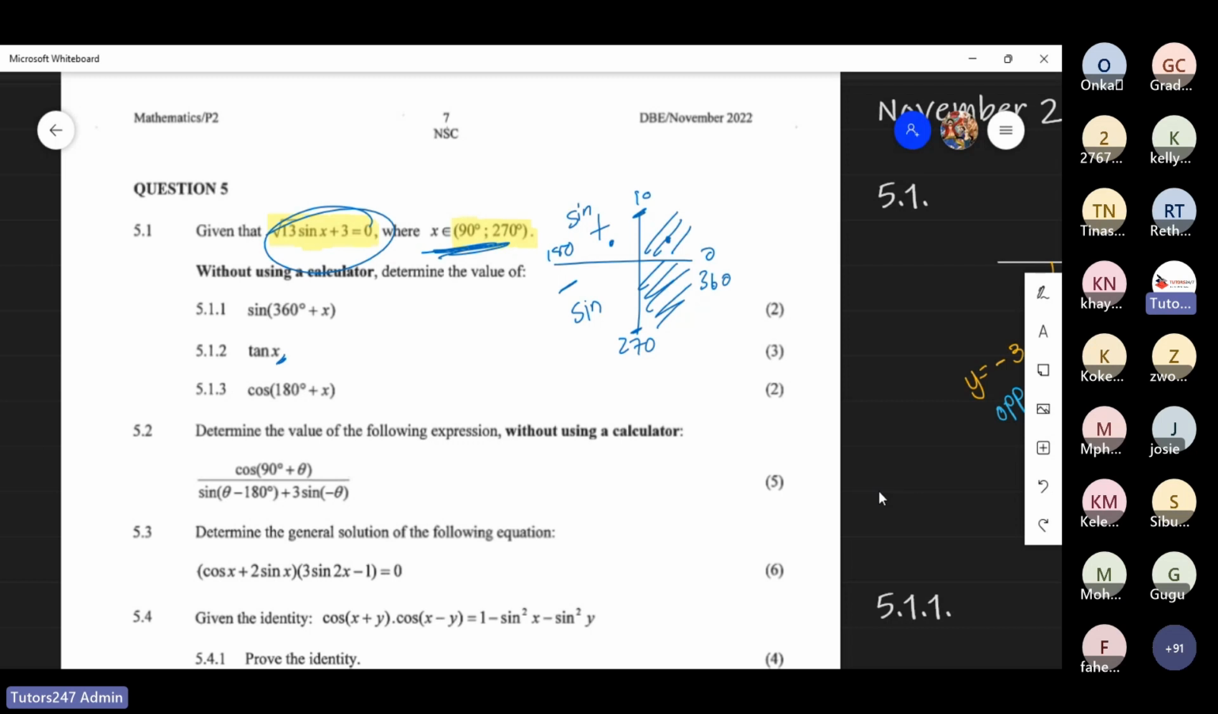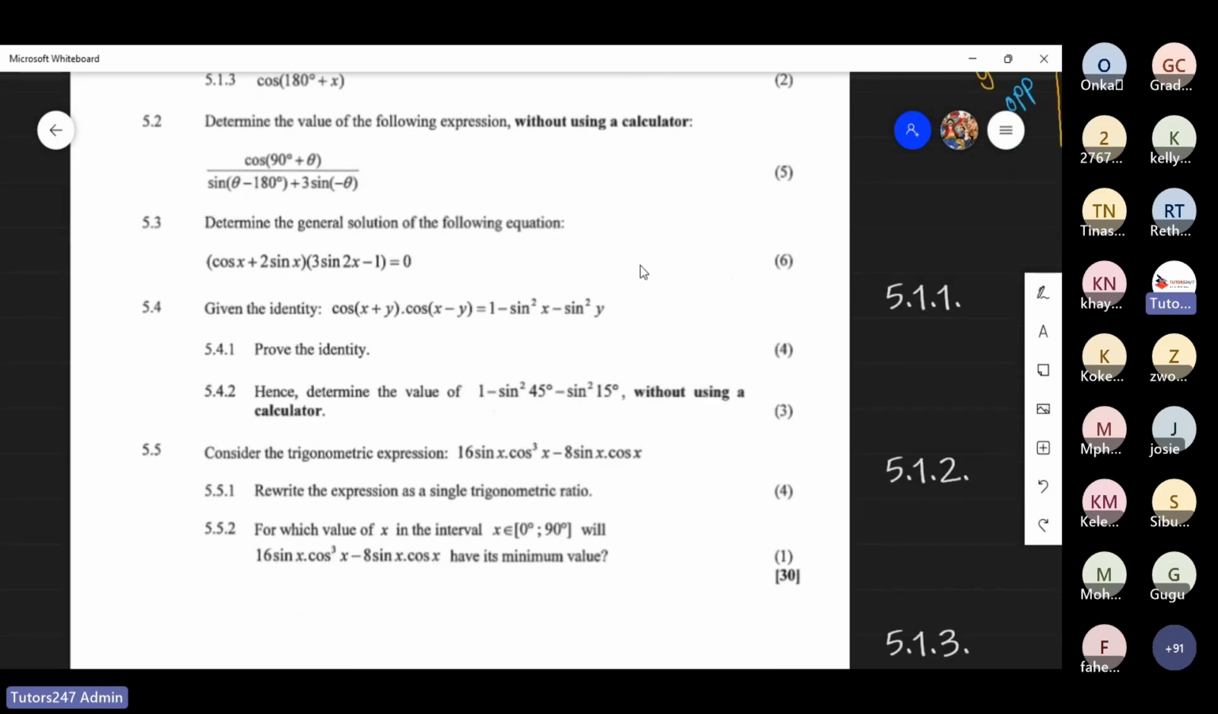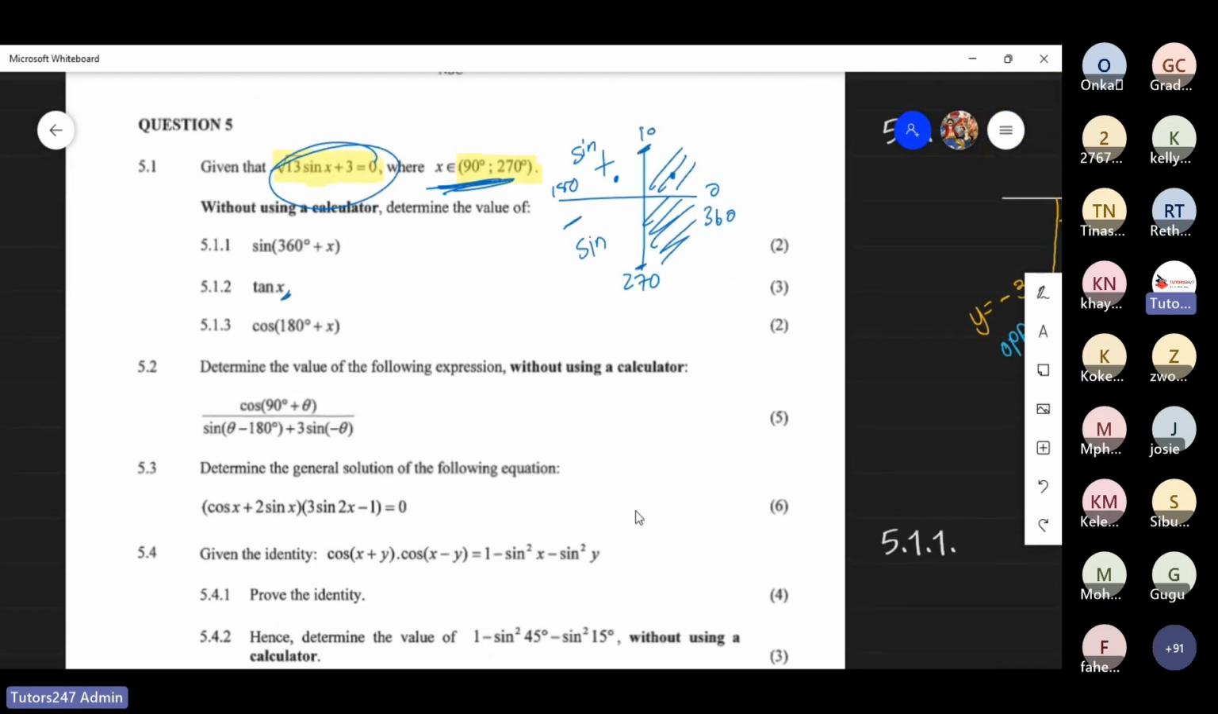Okay. Now I'm going to try to speed through the balance of the questions because it's already past 6 o'clock and we're still busy with the first question. I would like us to at least complete this entire question before we end today.